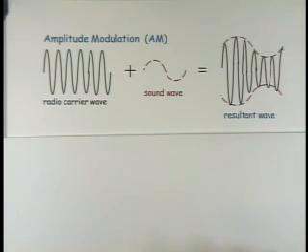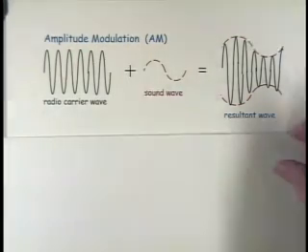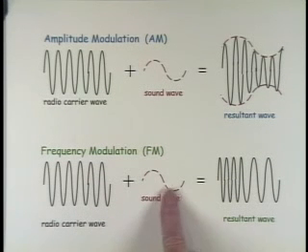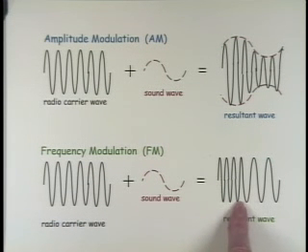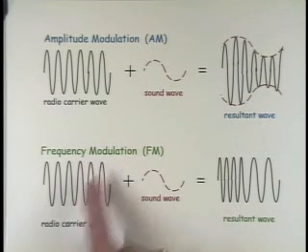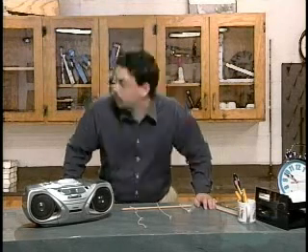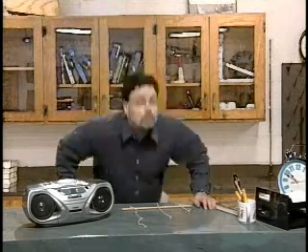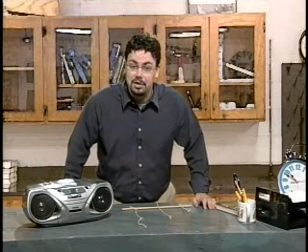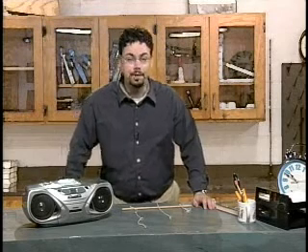This happens on AM radio stations. AM stands for amplitude modulation. In this case, the frequency is modulated, and that's FM, frequency modulation. So, the radio waves carrying the sound signals are amplified and transmitted through the air.